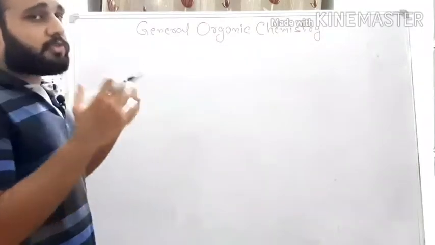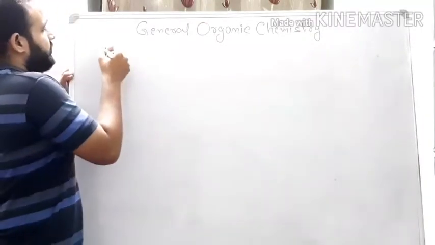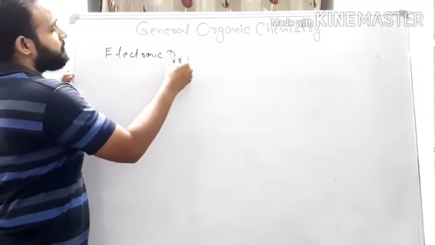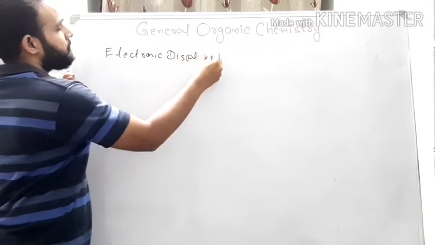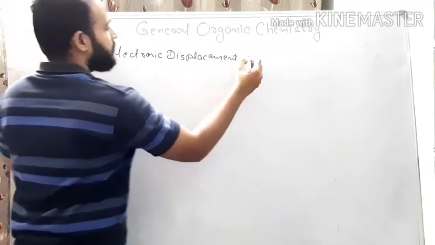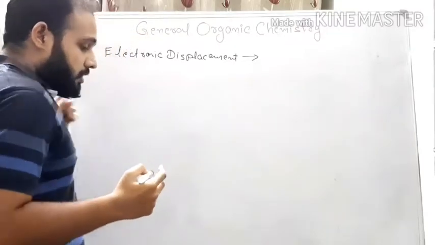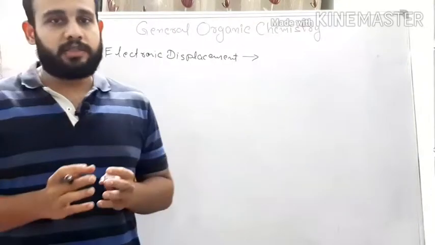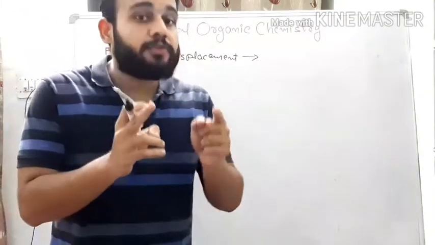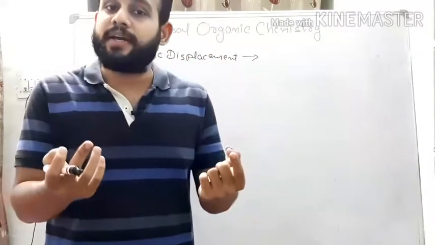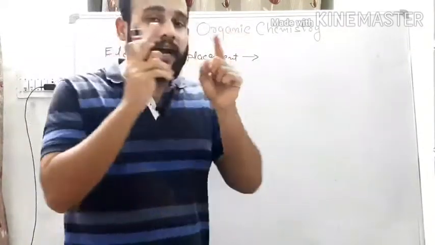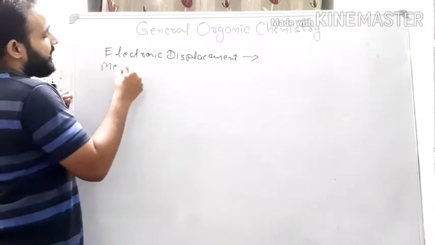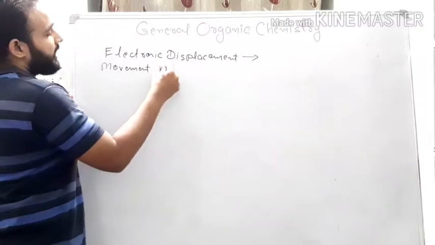Okay, now friends, we talk about electronic displacement. As you know, in a chemical reaction electron movement occurs. So the study of electron movement in a chemical reaction is known as electronic displacement, or movement of electrons in a chemical reaction.